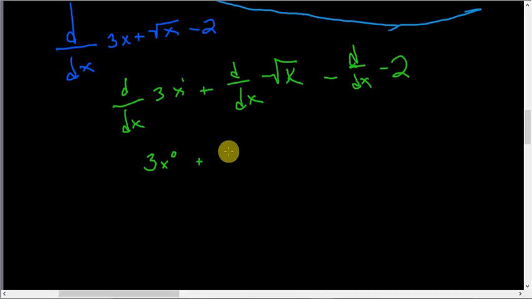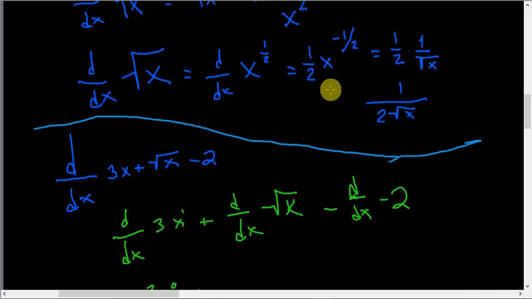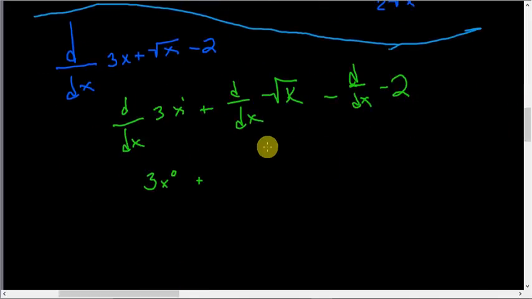Plus the square root of x, so that's just x to the 1/2, right? We just did that. What do we get for x to the 1/2, or the square root of x? We got 1 over 2 square roots of x. I'm just going to write it like this, that way I can simplify it.